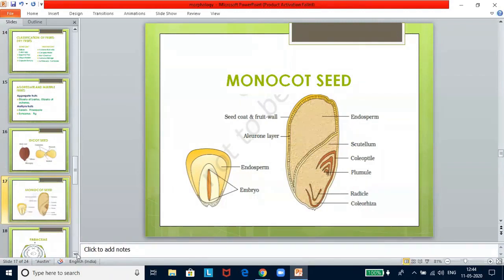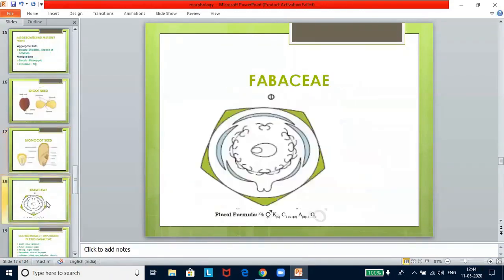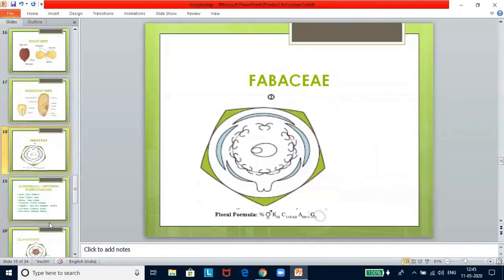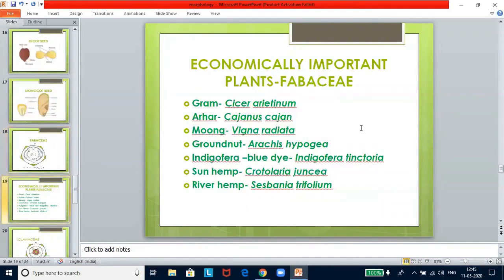Is it clear? Now let us look into economically important plants. The floral diagrams and floral formulae are very, very important. Only for three families you have to learn them. Please learn them together properly. This is your Fabaceae. The economically important plants I have given, please make a note. They have asked you to identify these. They will not ask you the common names, but they will ask you the botanical names, and that is why I have given them here.